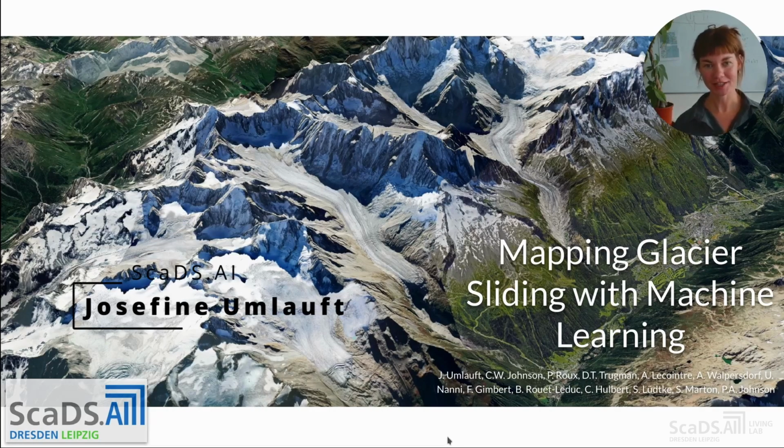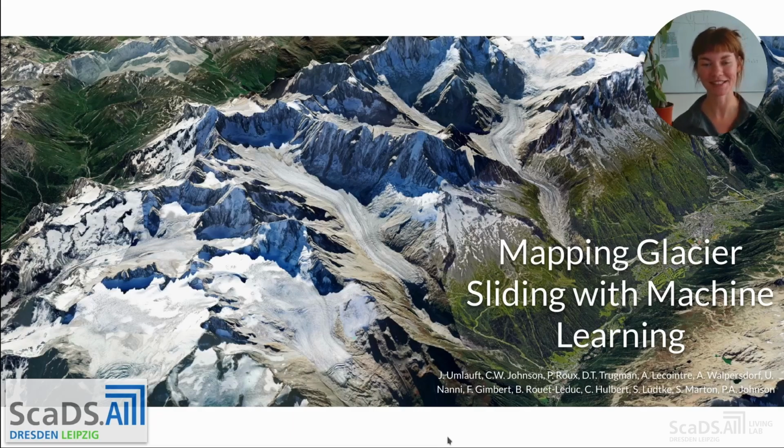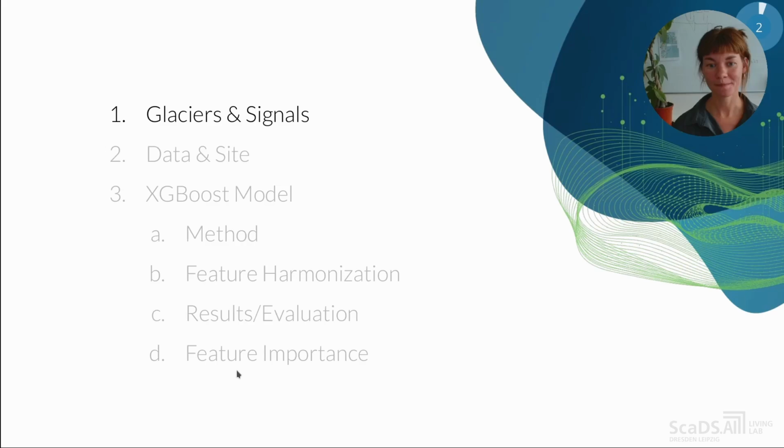I'm a seismologist and I work at ScaDS, where I use machine learning and seismic signals to better understand near-surface environmental processes. And in particular, I'm, as you can see, interested in glaciers, especially in glacial dynamics and in the mapping of glacier sliding. At first, I want to briefly introduce glaciers and the relevant processes and signals of interest that are relevant for our study.